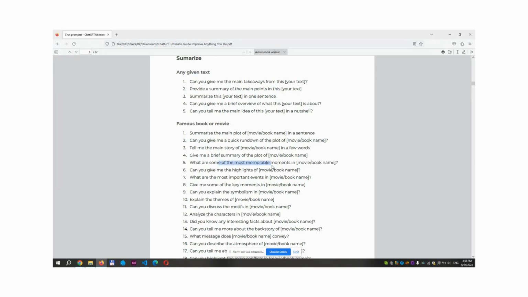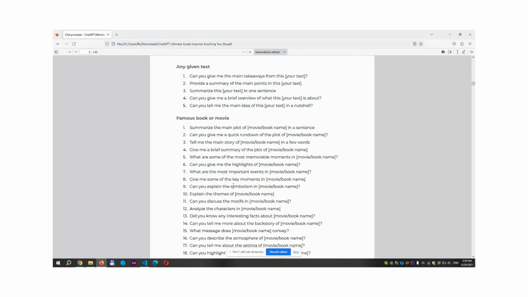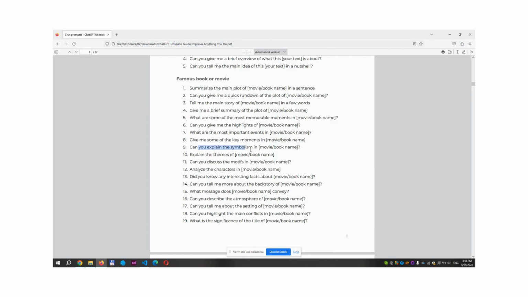What are some of the most memorable moments from the movie or book? Give me the highlights, most important events. Can you explain the symbolism in a movie or a book? This I find very interesting because that's where all the students now can use ChatGPT and similar technologies to do their homework, because it will simply give you all the ideas and answers regarding any book that your teacher might ask of you.